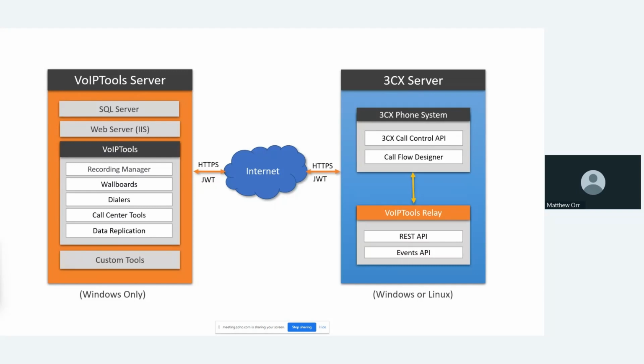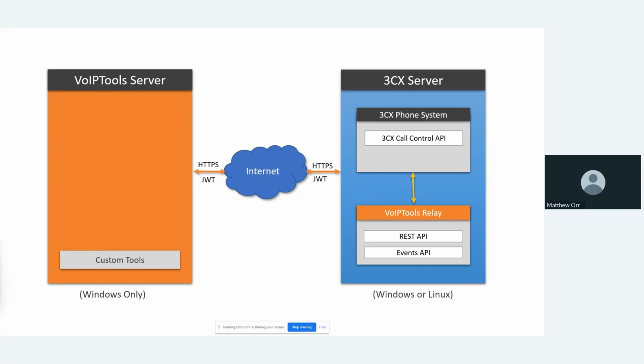Let's simplify the screen a little bit just to talk about the things that you actually need in order to develop your own applications using our API. On the 3CX server, you're going to have the 3CX phone system, generic install. Then you're going to install our VoIPTools relay, and we have a Windows version and a Linux version, so either flavor of 3CX is fine.